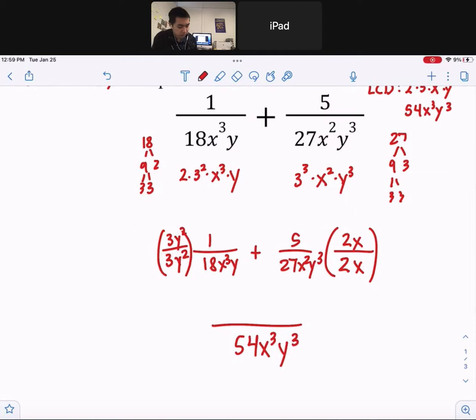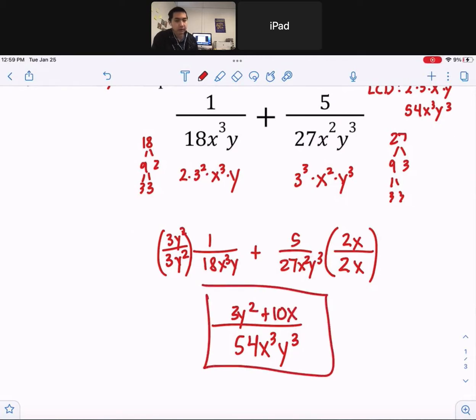3y squared times 1 is 3y squared. 5 times 2x is 10x. Can't simplify the top, so that is going to be our answer.